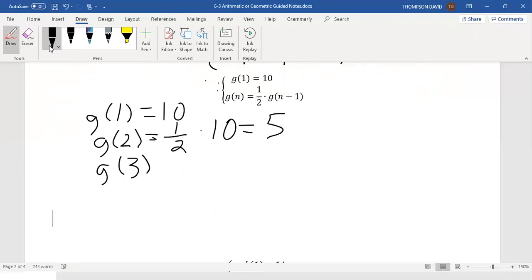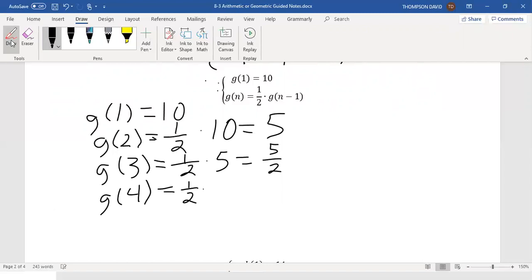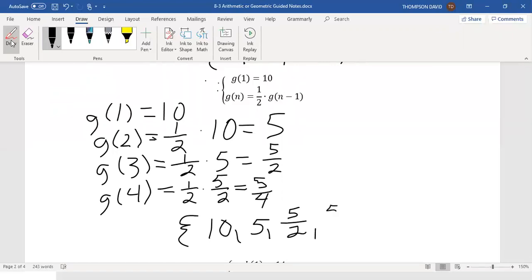g3, that would be half of the previous term, which is just half times 5. So that'd be 5 over 2. For g4, that's 1/2 times the previous term, which is 5/2. So that's going to be 5 over 4. So my first four terms would be 10, 5, 5/2, and 5/4.